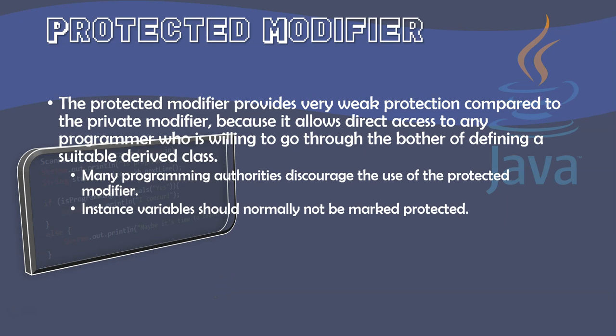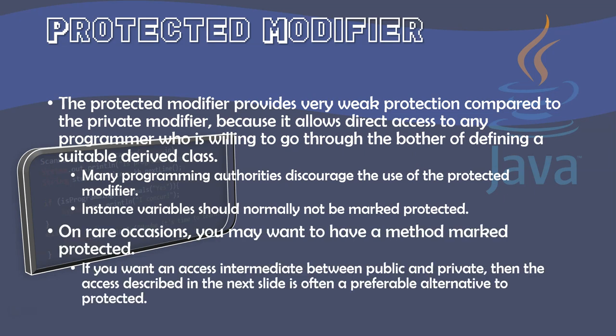Now, many programming authorities discourage the use of the protected modifier. So even though it exists, and you might come across it, it's probably not something you're going to use as much. Instead, anytime we have an instance variable, it probably shouldn't be marked as protected. Most of the time we have a private instance variable, it's going to be private. We're not going to call it a protected instance variable.